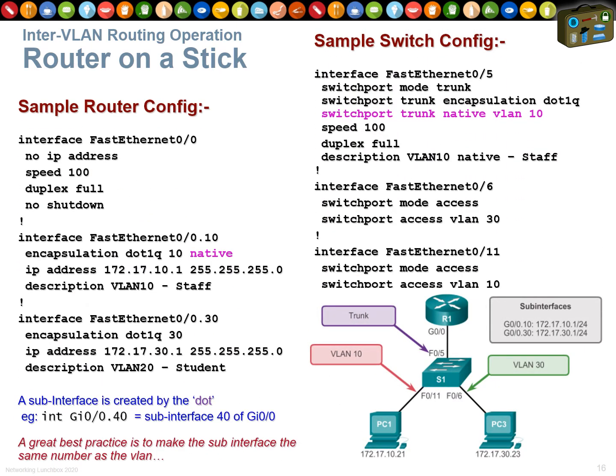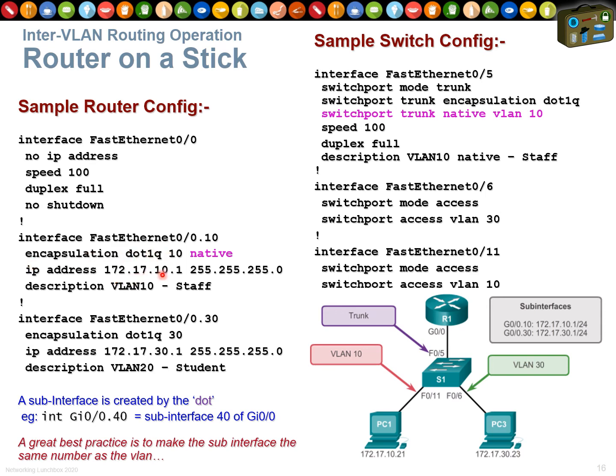So let's have a look at how to actually program this. On the left we have the router config and on the right we have the switch config. So the very first thing we need to do is enable, with no shutdown, the major interface. Then look at here. FastEthernet 0/0.10.